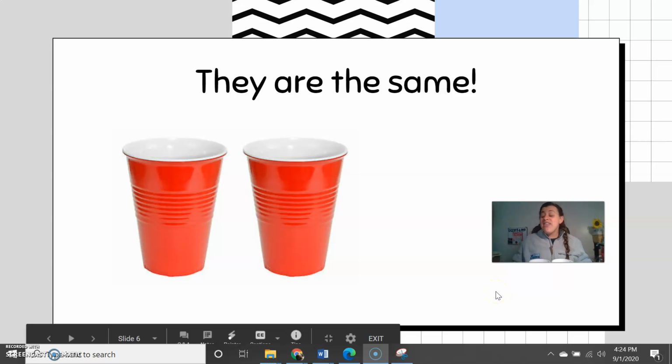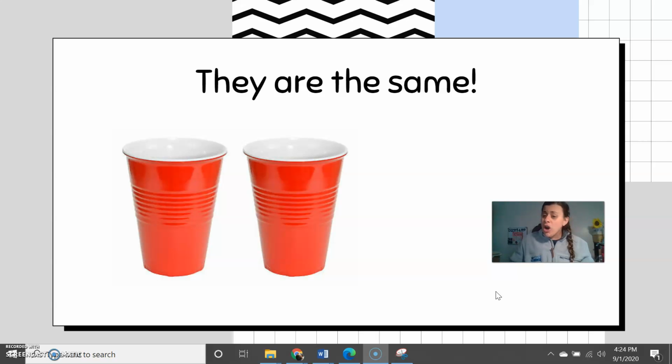You're right, they are the same. Some objects that we see are always going to just be the same. There might not be ways to describe how they're different, and that's okay. But remember, today we are focusing on how objects are the same, but describing how they're different. However, there might be objects that are just the same. These two cups, they are the same.